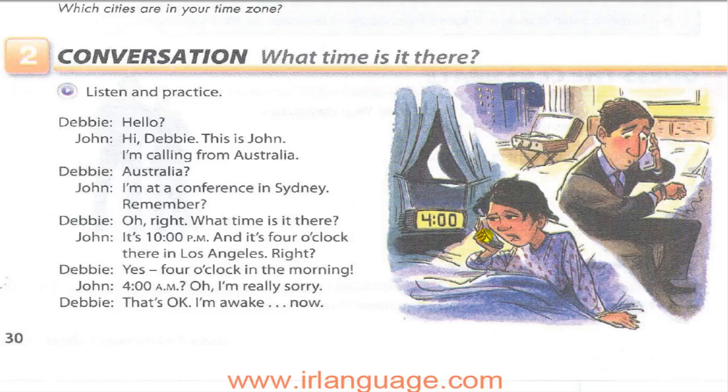The young lady is sleeping. She's in her bedroom. It's 4 a.m. It's 4 o'clock at night. This is the moon. Night. The man is surprised. What time is it? He looks at his watch. Conversation. What time is it there?